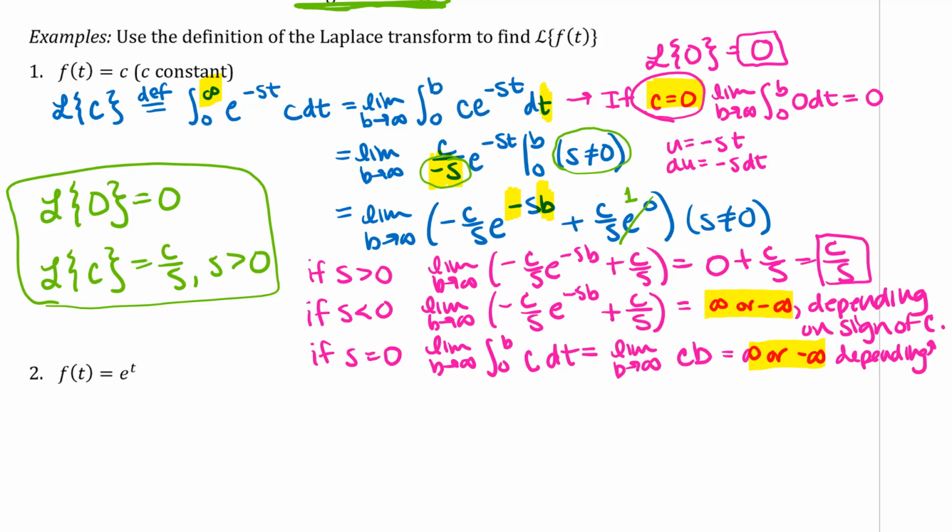You have a table of Laplace transforms, which we're going to talk about in the next video, which has in it many common ones, just like you don't have to go through the definition of the derivative every time you calculate a derivative.